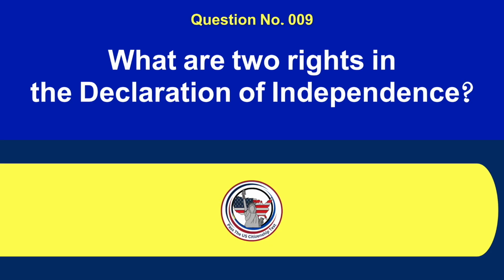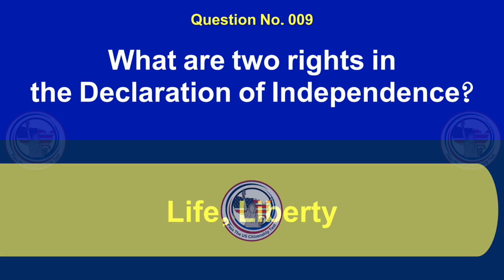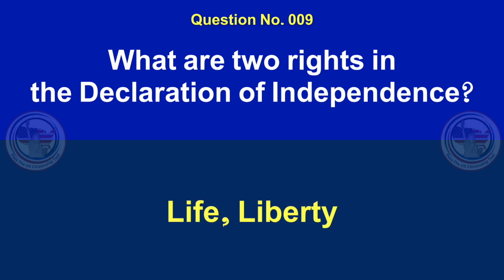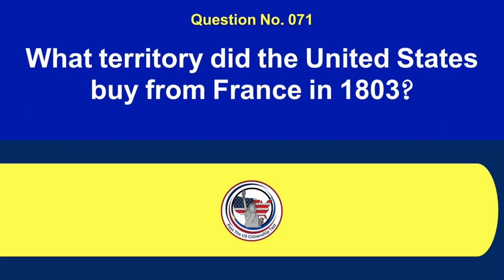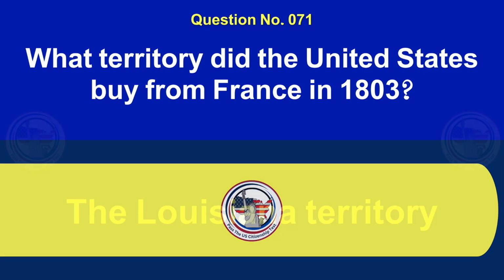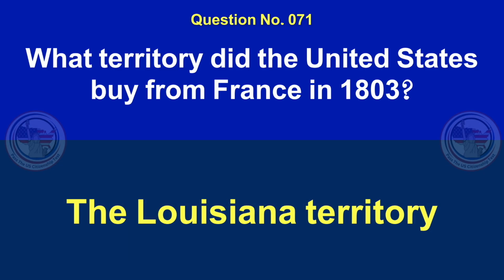What are two rights in the Declaration of Independence? Life, liberty. What territory did the United States buy from France in 1803? The Louisiana Territory.